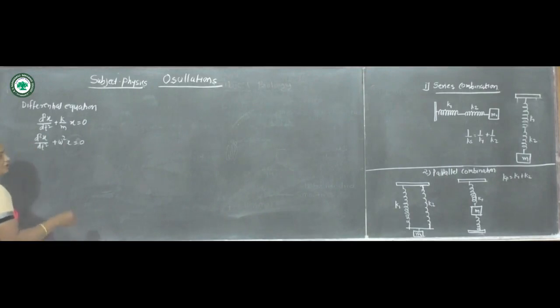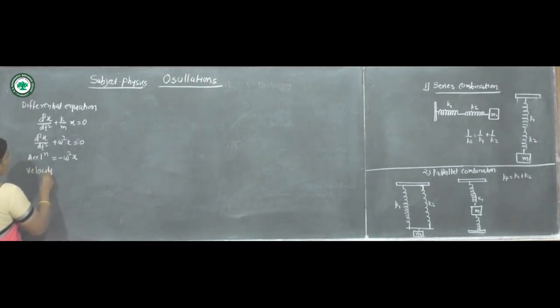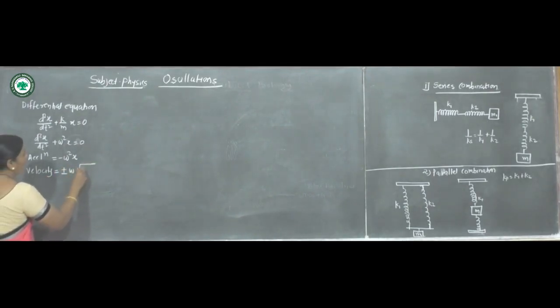From the differential equation, we obtain the expression for acceleration. The acceleration is equal to minus omega square x. Now again from this differential equation, we find the formula for velocity. The velocity is equal to plus or minus omega under root a square minus x square.